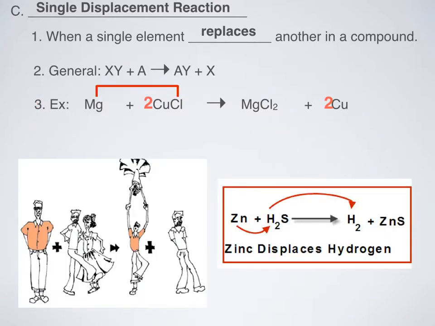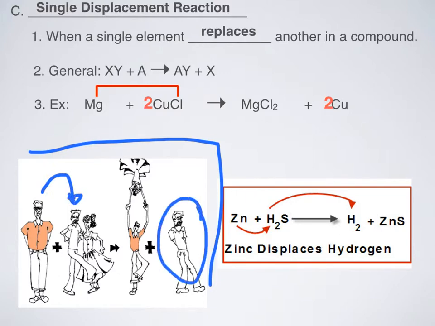So here are a couple of visual representations of what a single displacement reaction looks like. We have a couple, and we have a new guy, and then this guy replaces this guy. So now we have a little loner all by himself over there in the corner. Another way of looking at this, we have zinc and we have hydrogen sulfide. So zinc is replacing the hydrogen, and now we're left with just hydrogen gas and zinc sulfide.